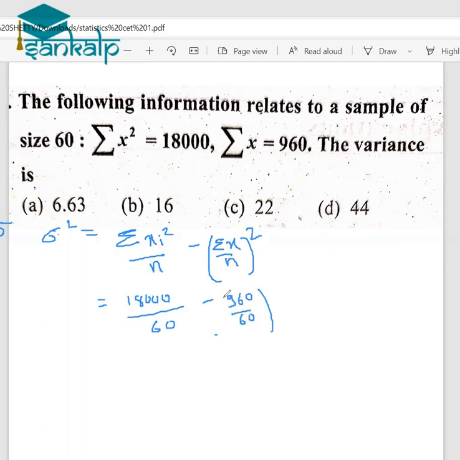So 6 and 6 will cancel. 6 ones are 6, 16 is 96. Here 0 and 0 will cancel. And the answer will be 300 minus 16 square, 256. So on simplifying we get 44. So option D is the right option. So we have made use of the formula for variance, substituted the terms and simplified.